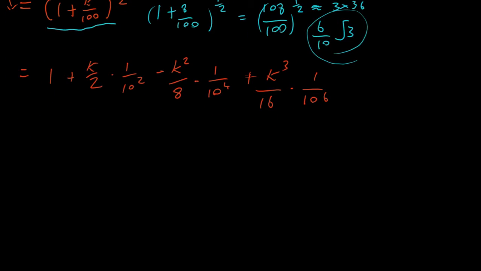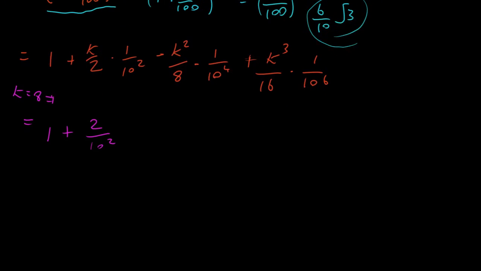Setting k equals 8 in this expression, what do I get? That's 1 plus 2 over 10 squared. I'm using k equals 8. This bit here, 8 squared over 8, is going to be 8, minus 8 over 10 to the 4. Then 8 cubed over 16: 8 cubed is 2 to the 9, which is 512, but that's 2 to the 9 over 2 to the 4, which is 2 to the 5, so this is just 32 over 10 to the 6.